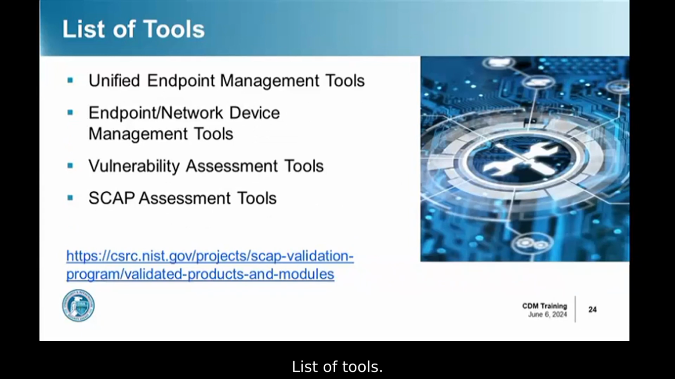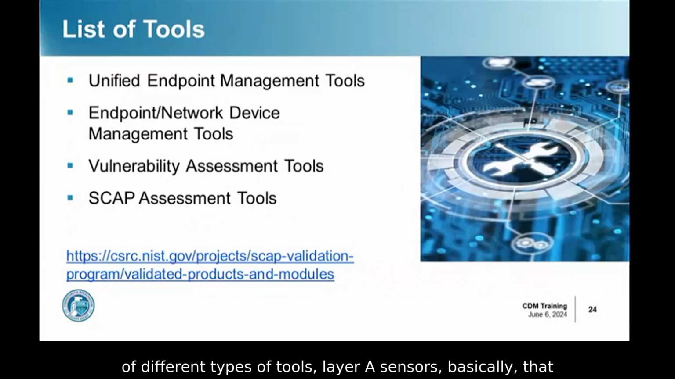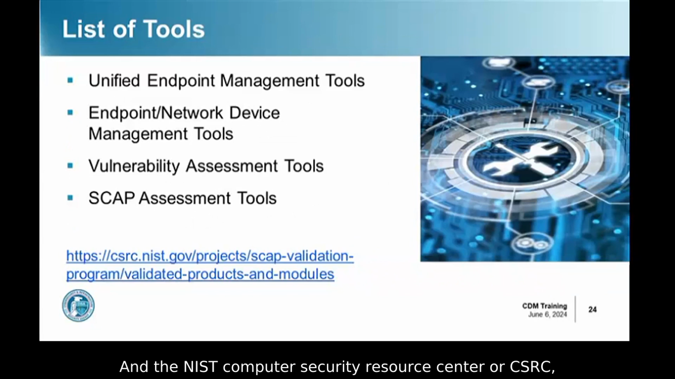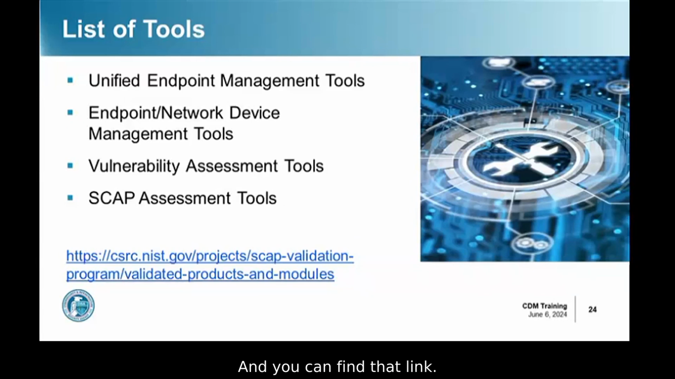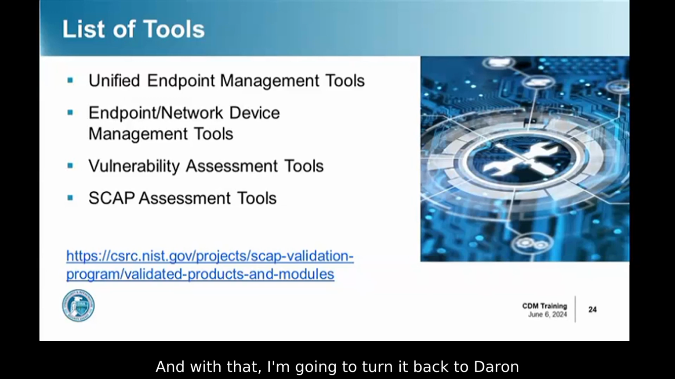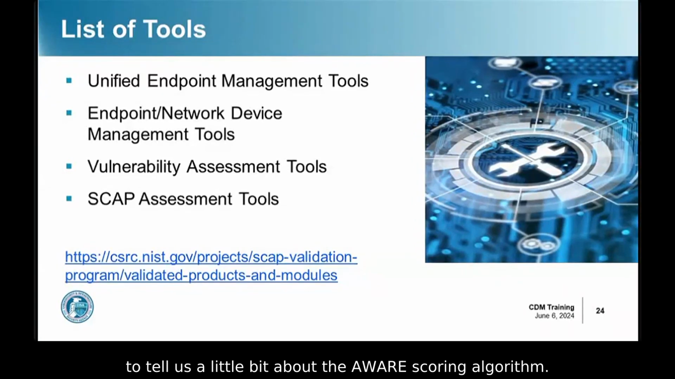All right, list of tools. This is a non-exclusive list of different types of tools, layer A sensors basically, that support the CSM capability. The NIST Computer Security Resource Center, or CSRC, provides a list of validated products, and you can find that link at the bottom of the slide, but I'll pop it in the chat as well. That way you have it. You can take a look at the SCAP validation program when you get a chance. With that, I'm going to turn it back to Darren to tell us a little bit about the AWARE scoring algorithm. So Darren, over to you.